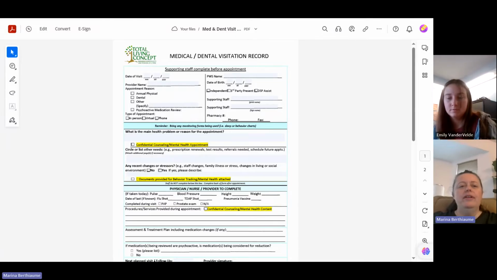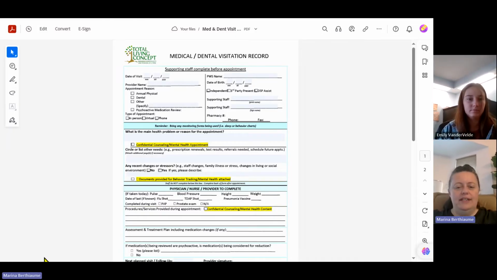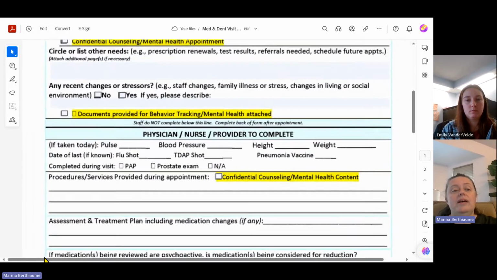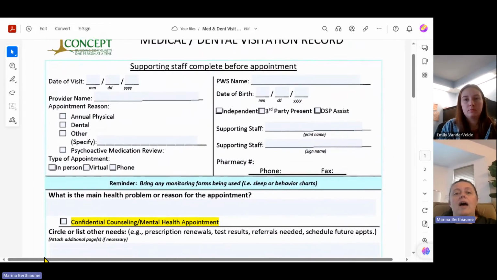We are going over the medical dental visitation record. This is the form you're going to use for every doctor's appointment. If there's a hospital visit, ER, or if the doctor calls you over the phone to tell you some information about medications, you're going to want to pull this form out. Anytime there's an interaction with any medical or dental provider, you must use this form to document that. So we're going to go over each section.